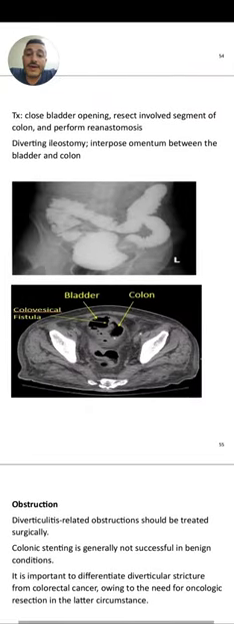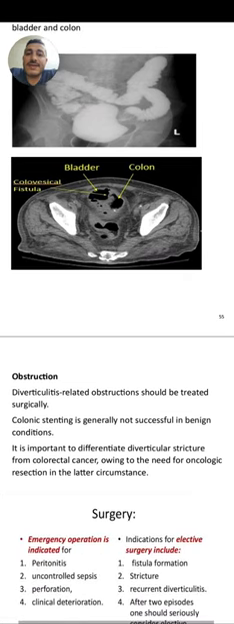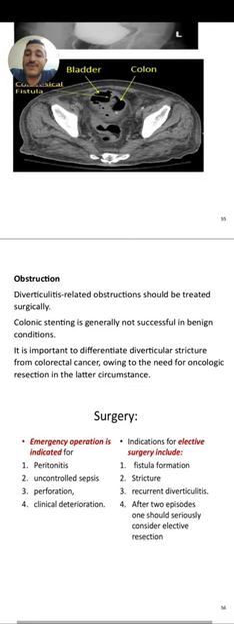Here is how we figure a fistula on a barium enema. You see they put contrast in the colon and the bladder is full of the contrast, so there is a communication between the two. Here you can see between the bladder and the colon, and here you can see air in the bladder near the colon, with the presence of diverticula, so this is a colovesical fistula.